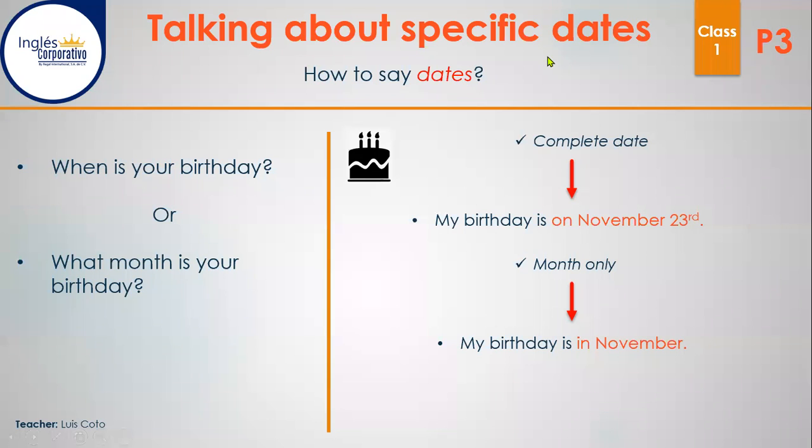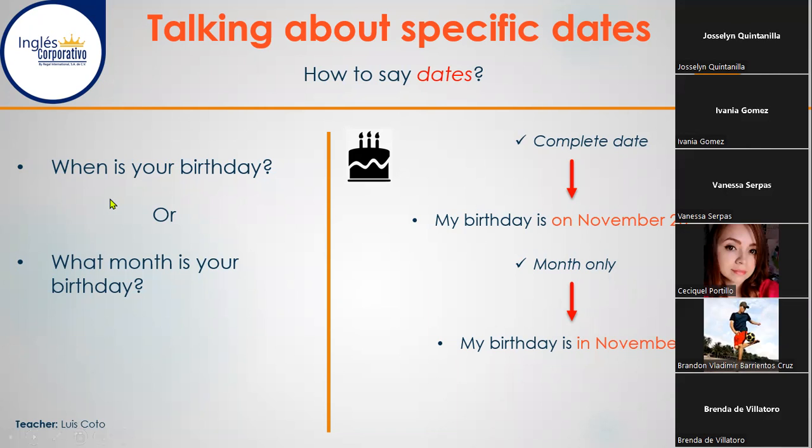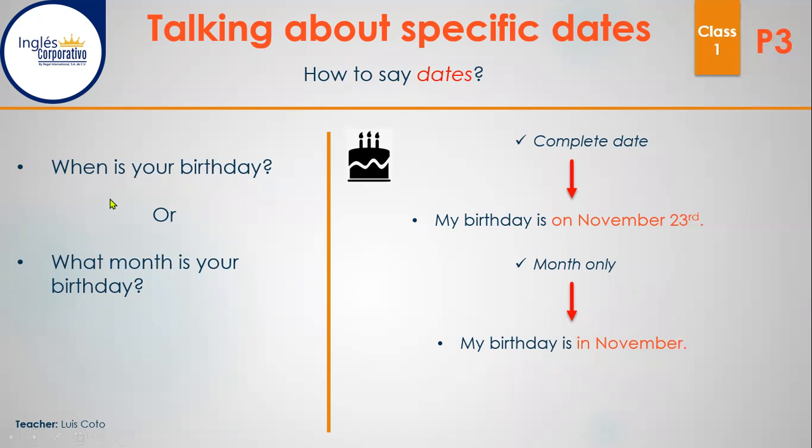Talking about specific dates. Okay, very good. And next one is how to say dates. When we are talking about dates, we follow some specific rules for that. The question, what is the question? Let me see. Brandon, what is the question there? Your birthday. Okay.